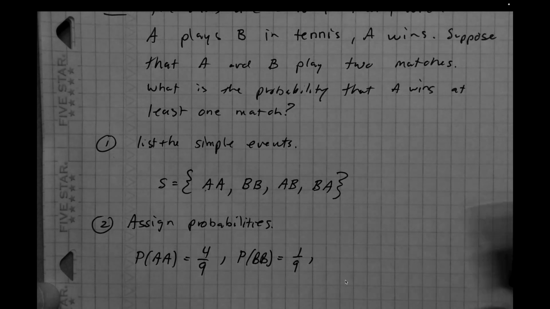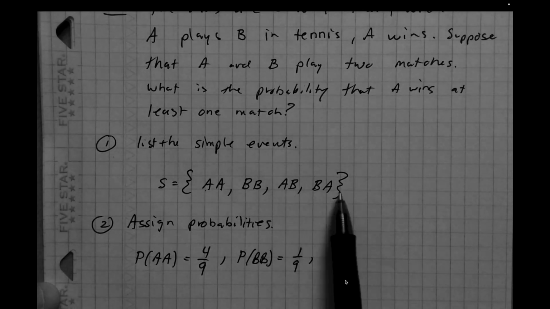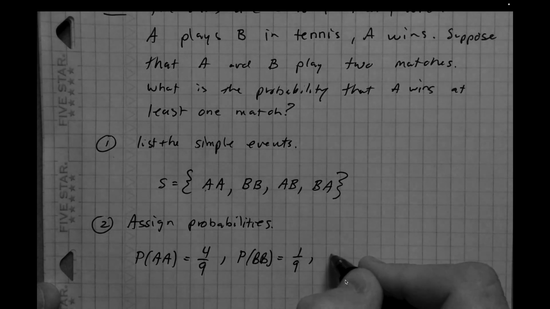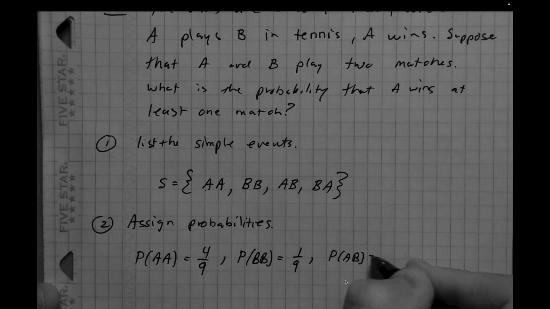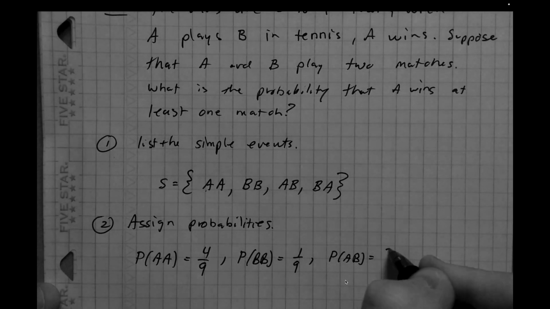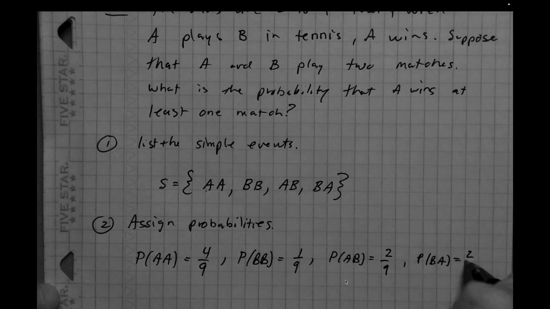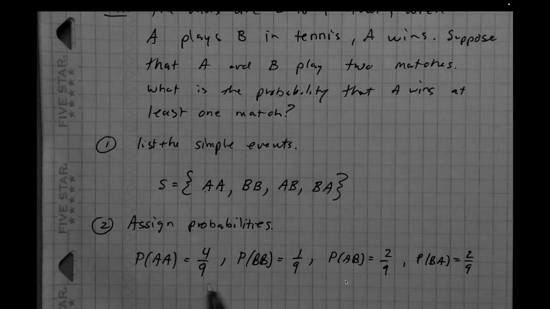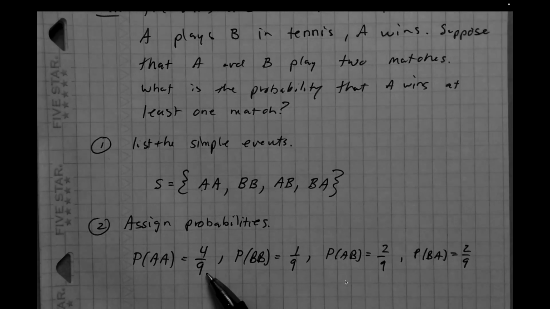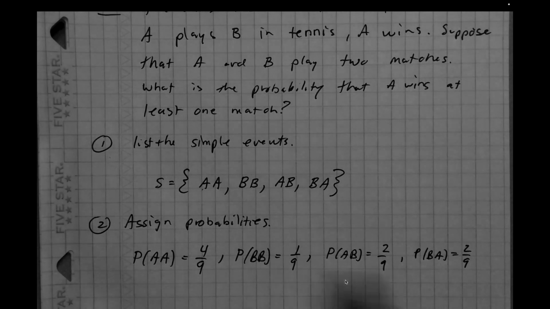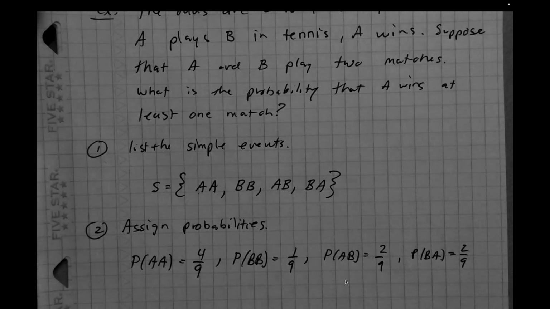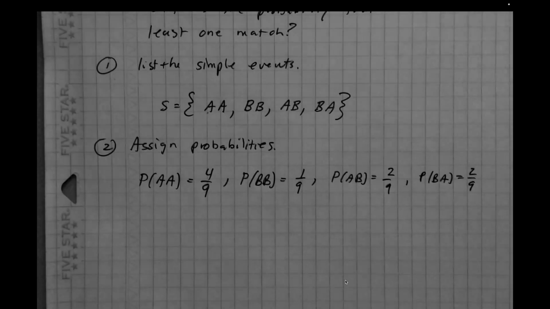Okay, and then the probability of AB or BA are the same. Probability of AB equals 2/9, and the probability of BA equals 2/9 as well. And so again, just to reiterate, I don't expect you to know where these probabilities came from yet. You have to take my word on it. This will be something we'll know how to deal with in a few lectures, but we just don't have it yet. But that's the probability assignment, a very reasonable assignment given the information.